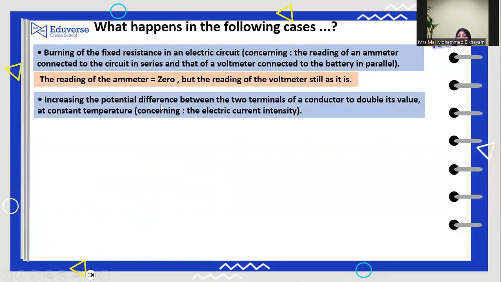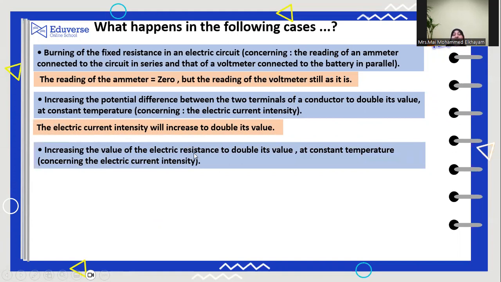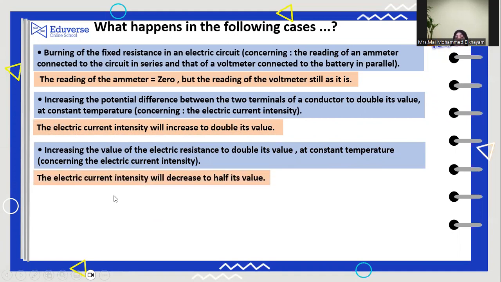Here, increasing the potential difference between two terminals of a conductor to double its value at constant temperature, concerning the electric current intensity: the current intensity will also increase to double, because there is a direct relation between the current intensity and the potential difference. Increasing the electric resistance to double its value at constant temperature, concerning the current intensity: as we know, I equals V over R, so there is an inverse relation between the current intensity and the resistance. Therefore, the current intensity will decrease to half.